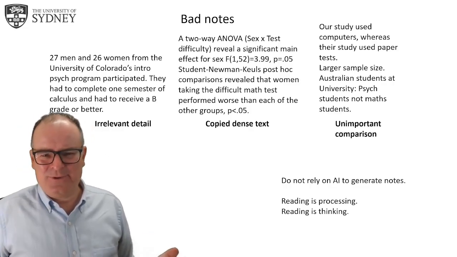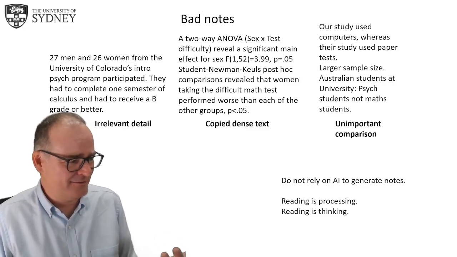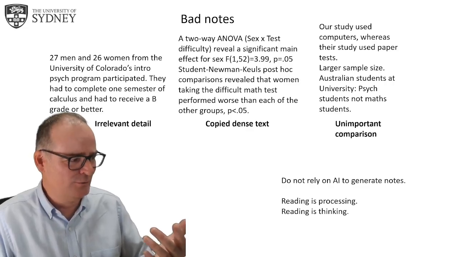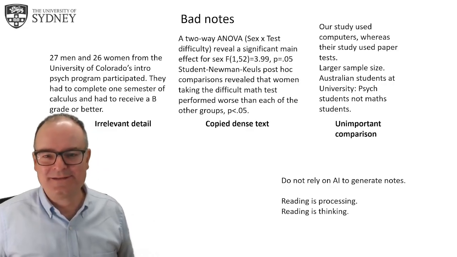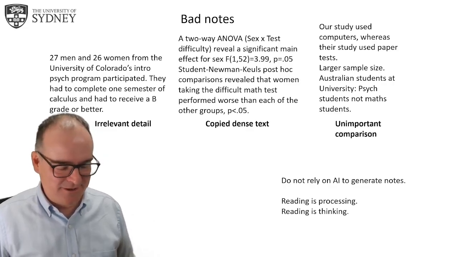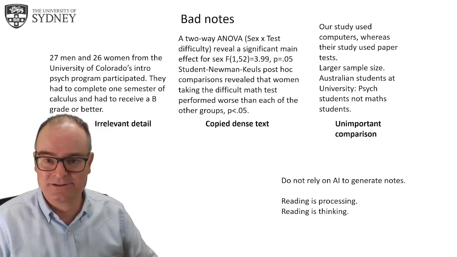Or bad notes where they just copied and pasted. That looks like it's from a results section. God knows what that means. The Student Newman-Keuls post hoc comparisons. What? Why would you copy paste that? I have a feeling that was just someone who was like, oh, we have to do notes, fine. And they used AI or just copy pasted.